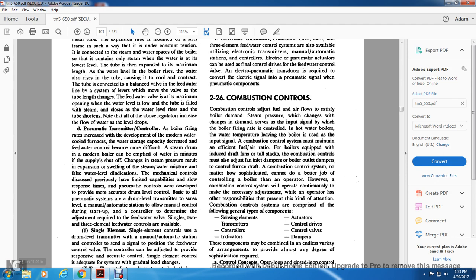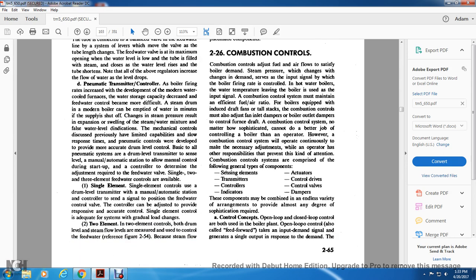Single, two and three element feed water control is available. Single element control uses the drum level transmitter and manual automatic station control, sending the signal position to the feed water control valve. The controller can be adjusted to provide responsive, accurate control. Single element control is adequate for systems with gradual load changes.